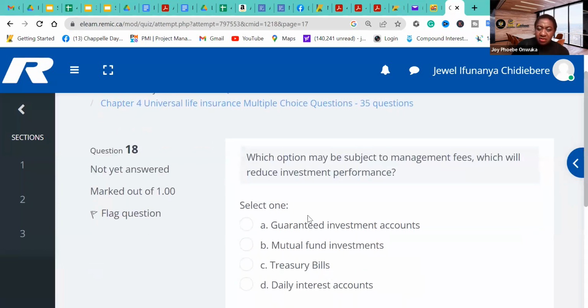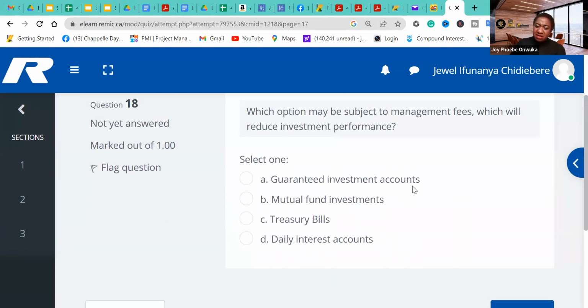Question number 18. Which option may be subject to management fees, which will reduce investment performance? Guaranteed investment account, mutual funds, treasury bills, daily interest account. I think it's mutual funds investment.